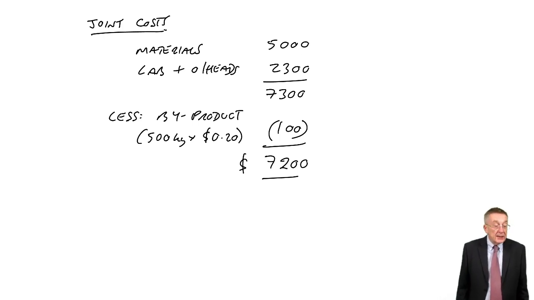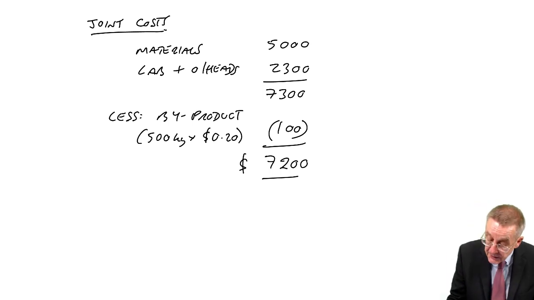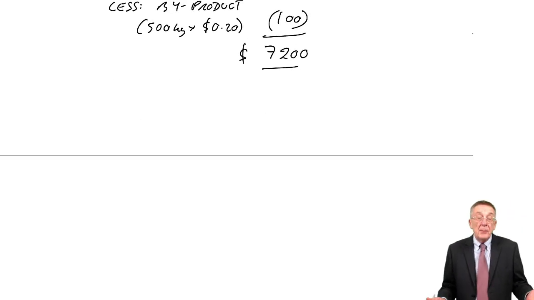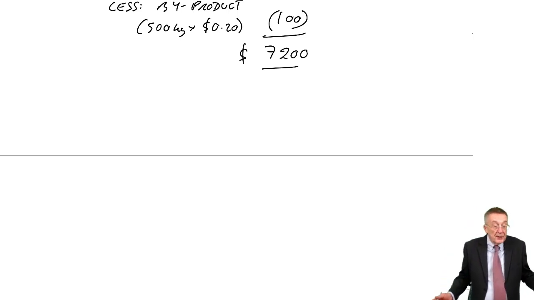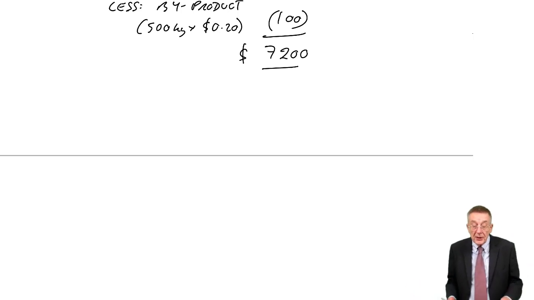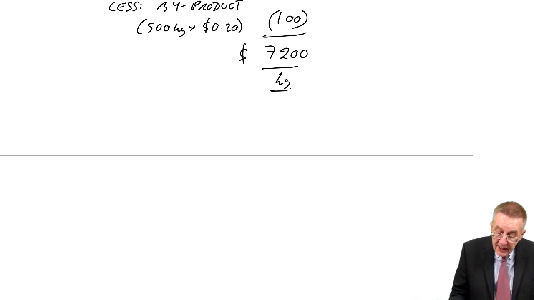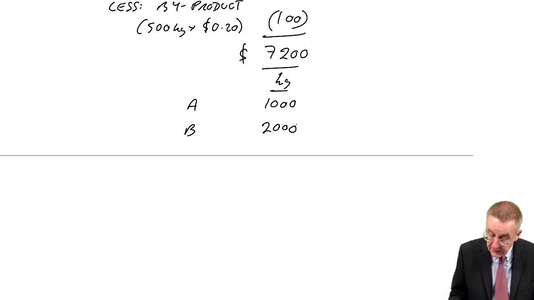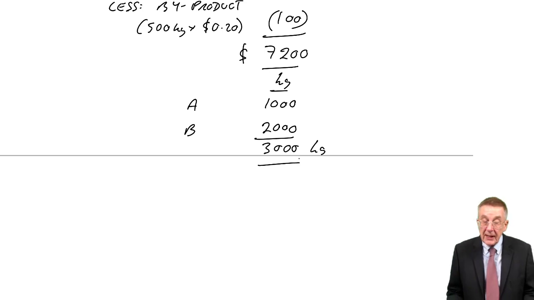How are we going to split that between our main products? Well, on physical units, we just say how many units in total are we producing? Here our units happen to be kilos, it could be simply units, or it could be litres if it was perfume toilet water, but here it's kilos. And A, we're producing 1,000. B will produce 2,000. So we're producing a total of 3,000 units or 3,000 kilos.